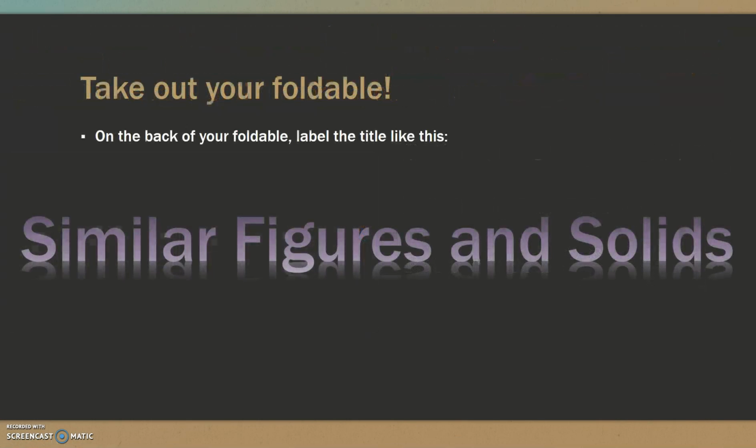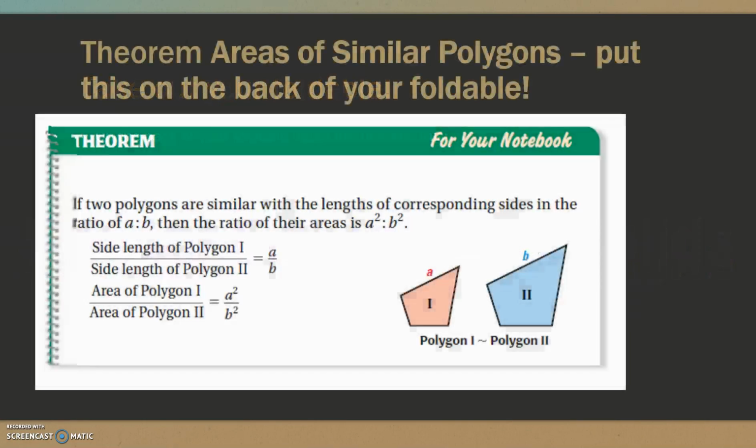And so we can say that when we were coming up with the ratios of the areas, we would take these scale factors and square them. So take out your foldable, turn it over, and write this theorem down on the back. Leave a little bit of room because we're going to include some stuff about volume and surface area, but at the very top, write this down. If two polygons are similar with the lengths of corresponding sides in the ratio of a to b, then the ratio of the areas is going to be a squared to b squared.